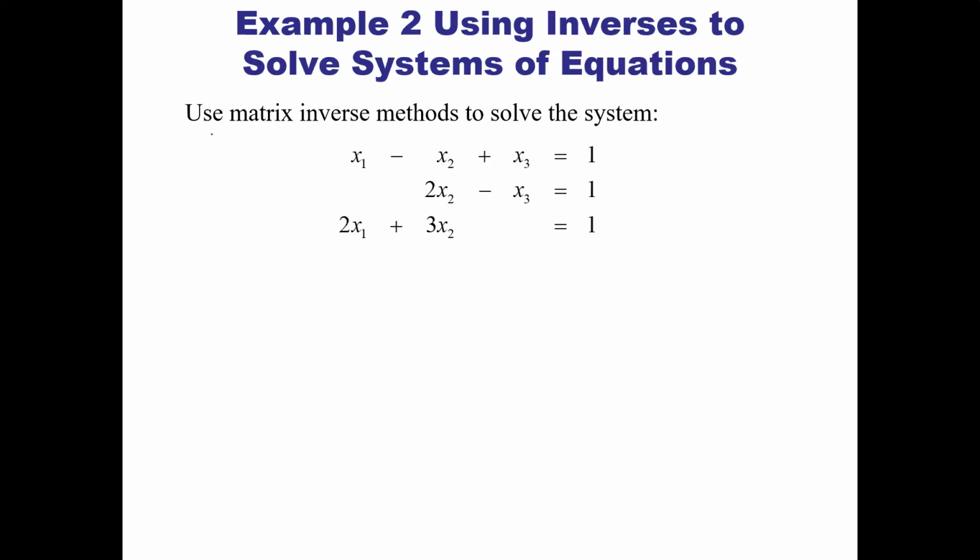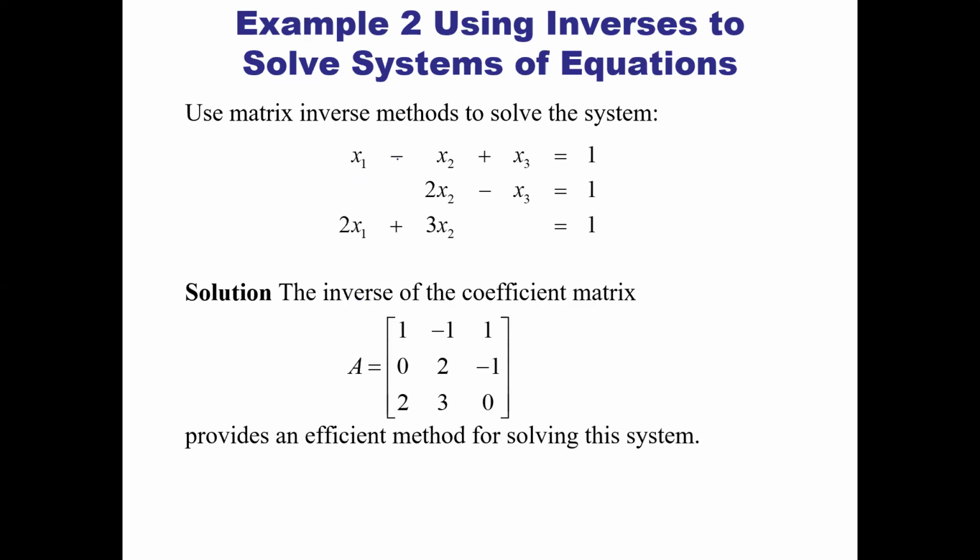All right, so we want to use matrix inverse methods to solve this system of equations. First things first, let's make a coefficient matrix. So we have 1, minus 1, 1, 2, minus 1, 2, 3, and 0, with all those values plugged in here. And again, we're going to assume the matrix is going to give us an inverse.